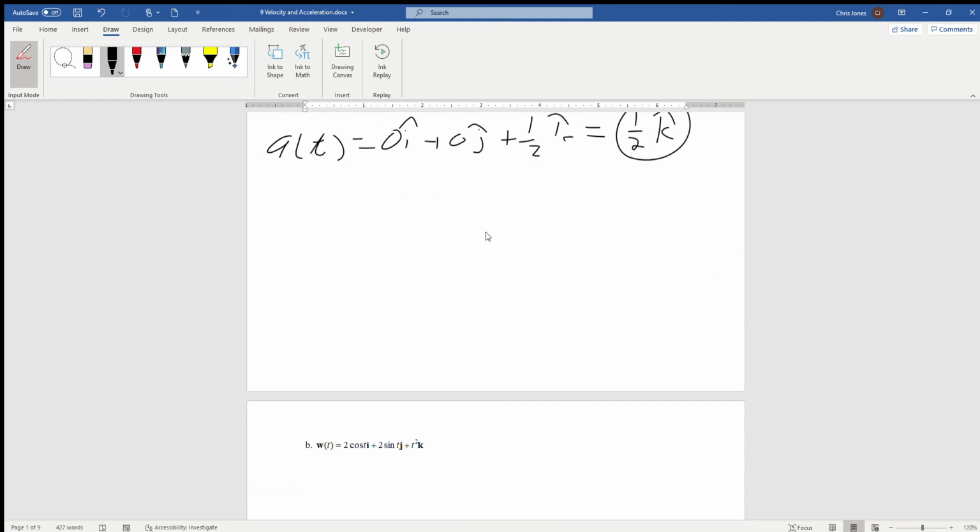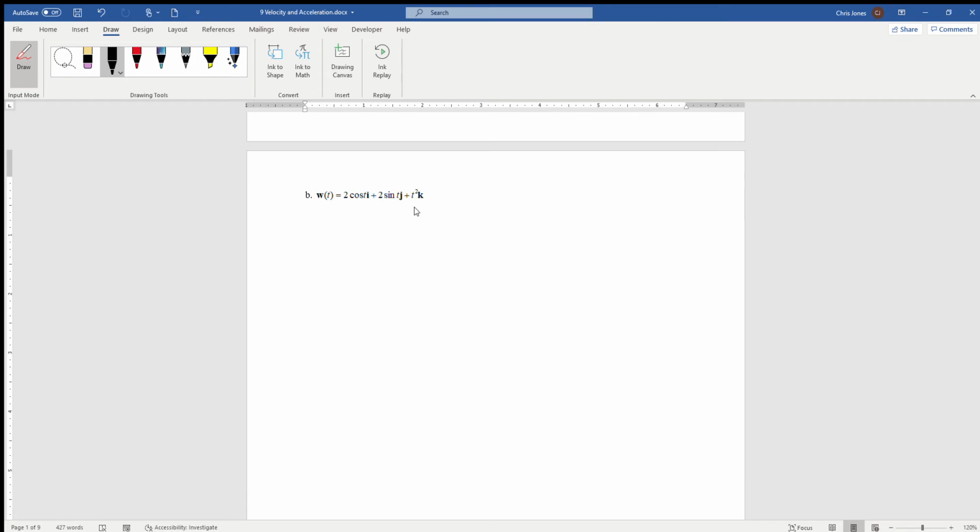All right, one second example. We have this function w of t equals 2 cos t i plus 2 sine t j plus t squared k. You might remember that when we first started vector valued functions and we graphed this, it was a helix, and it spirals around the z-axis.